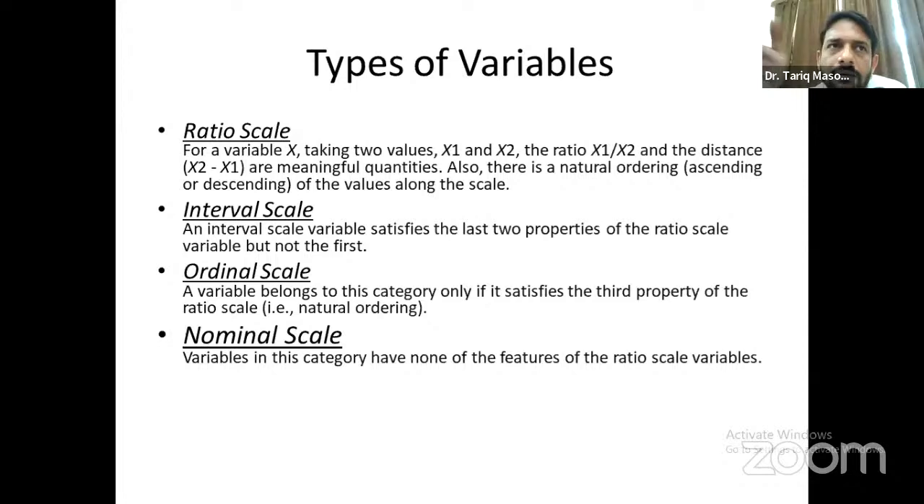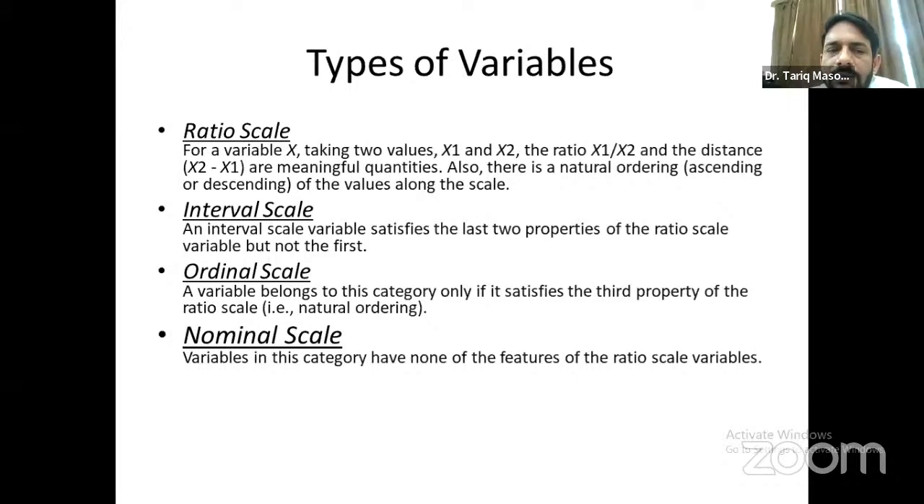But for that variable, distance is defined. Distance between 1990 and 1991 is 1, and that is a meaningful value. Also there is a natural ordering: 1991 comes after 1990, 1992 after 1991. So there is ordering in the data. There is meaning of distance between two values, but the ratio is not meaningful. So we can say that time is an interval scale variable.